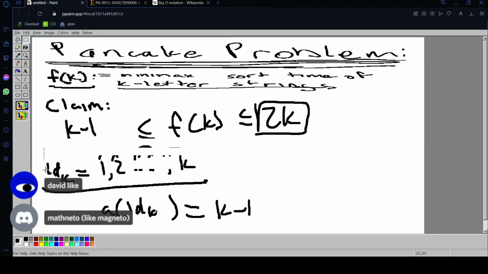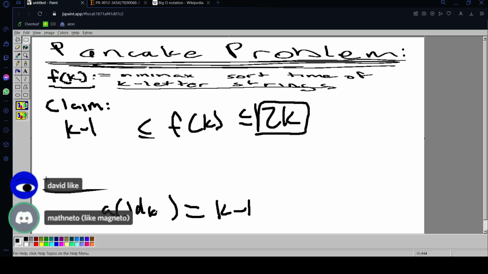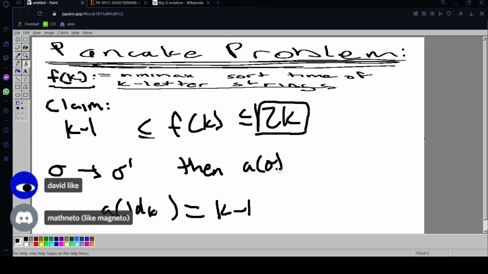And so to get our lower bound, I'm going to claim that if we start at some sigma, and then we use a prefix reversal to reach some sigma prime, then basically the adjacencies can change by at most 1. And also it's easy to show.